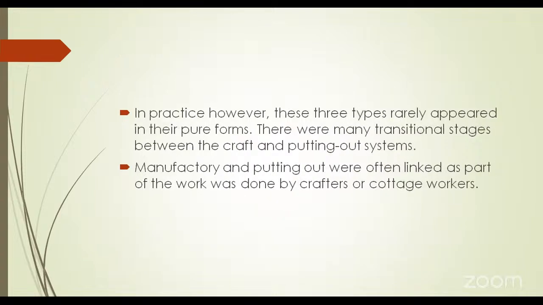These three types really appeared in pure form. There were many transition stages between crafts and the putting out system. So obviously there were these in-between systems. Everything has not been documented or captured. And remember, these are not silos. Things do not happen that, oh, now the putting out system has closed and the manufactories have started. Simultaneously, things happen. Manufacturing and putting out were often linked, as part of the work was done by crafters or cottage workers.